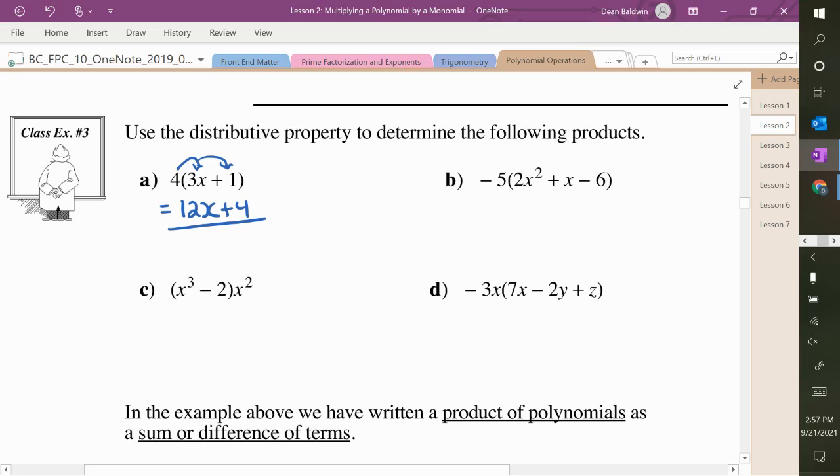If there's 3 terms, you multiply the number in front, or whatever's in front, by all 3. So it's boom, boom, boom. It's a negative out front, so watch your signs. Negative 5 times 2, negative 10. The x squared tags along. Negative 5 times x, negative 5x. Negative 5 times negative 6, plus 30. That's it.